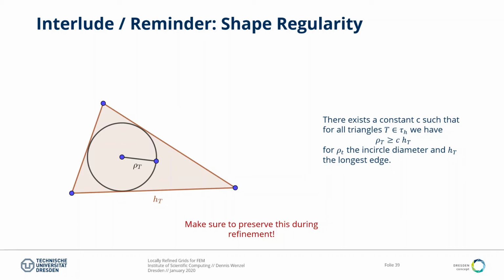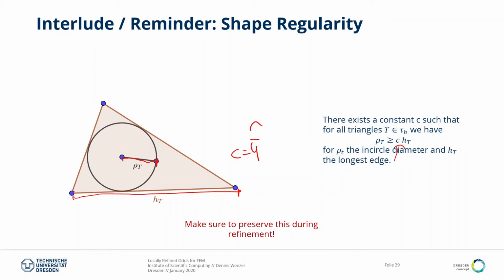Shape regularity says that for all of the cells in your grid, you have a single constant C, such that you can bound the longest edge from above by the constant times the in-circle diameter. What that means is that a triangle like this, where you have, I don't know, this distance as your in-circle diameter and the longest edge 4 times longer, that's perfectly fine. Then you would have C equal 4. Or in the way I've written this here now, it would be 1/4.